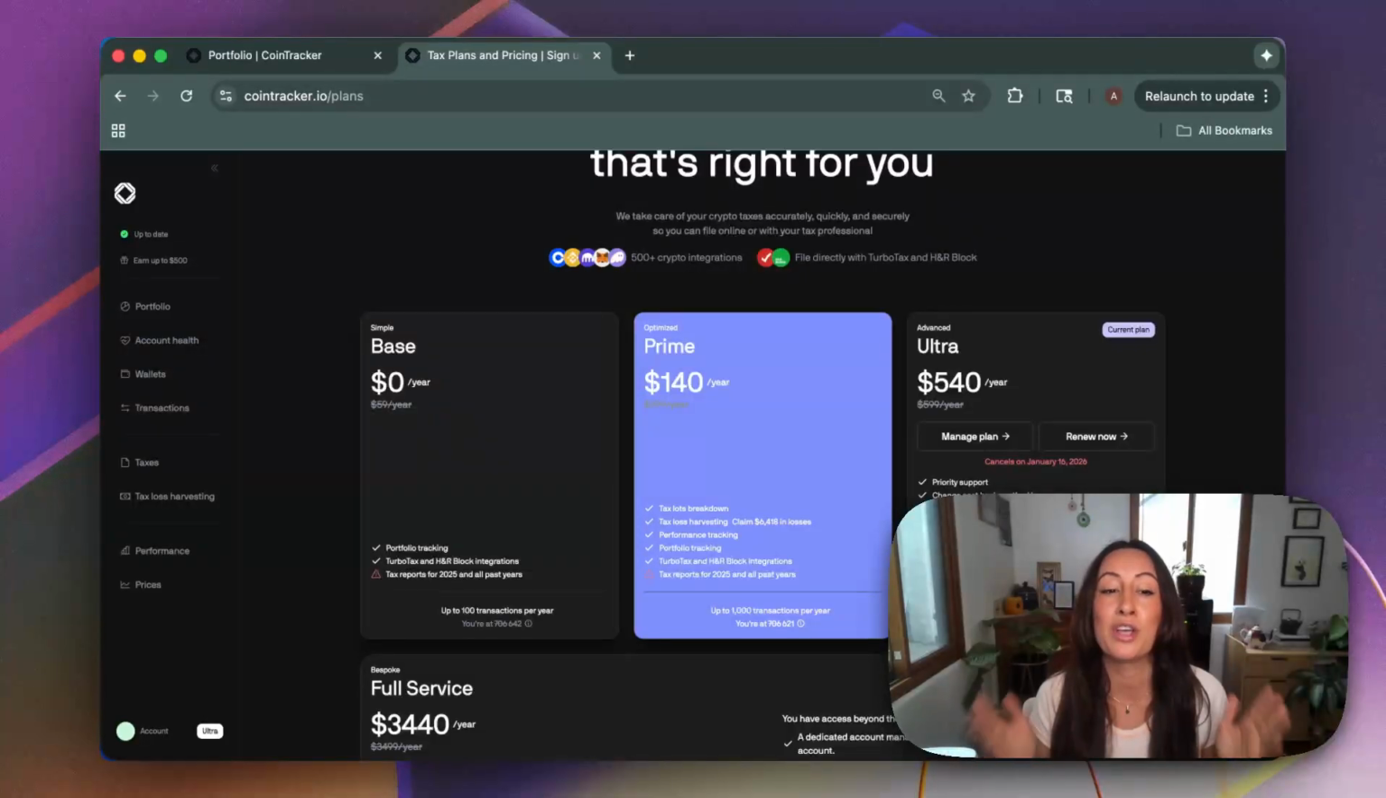If you want to see your potential savings, open up the tax loss harvesting tab in your account. It's the simplest way to understand your gains, your losses, and what actions to take before December 31st.